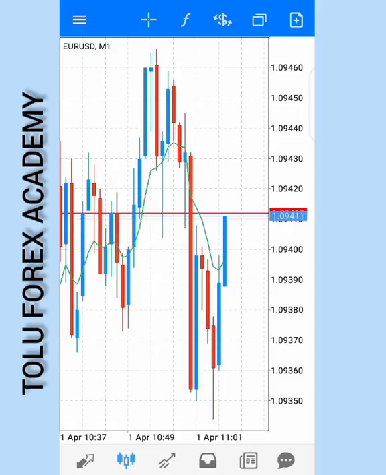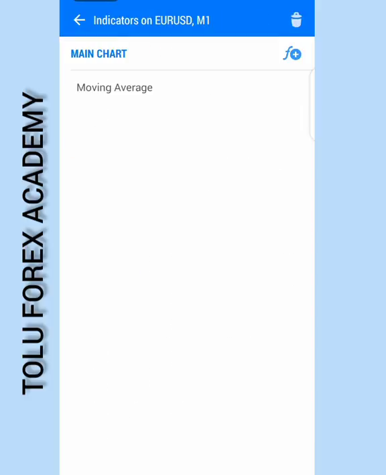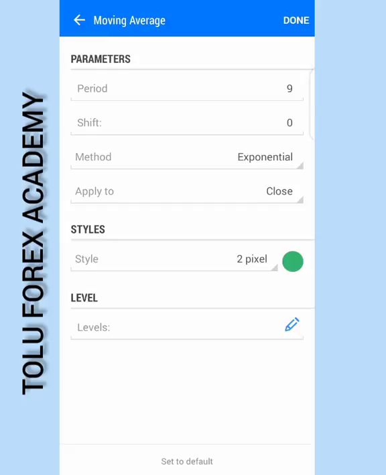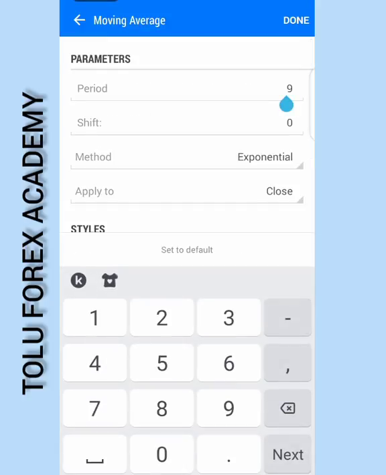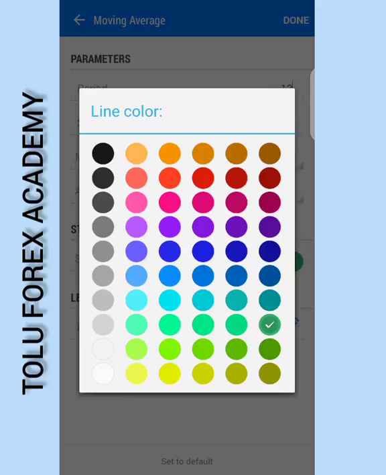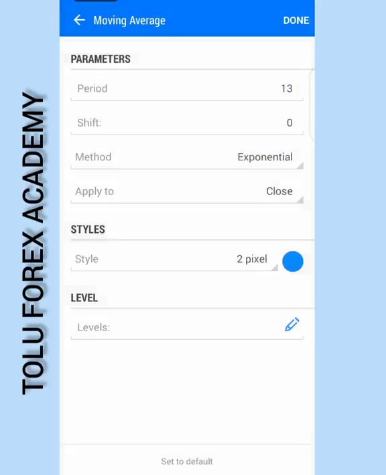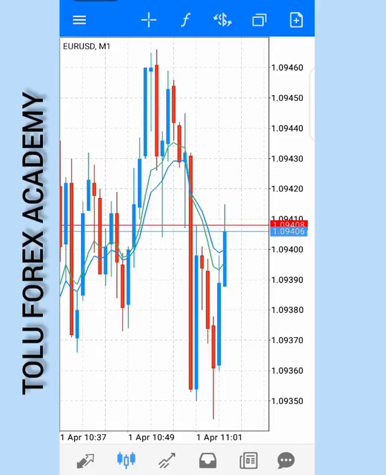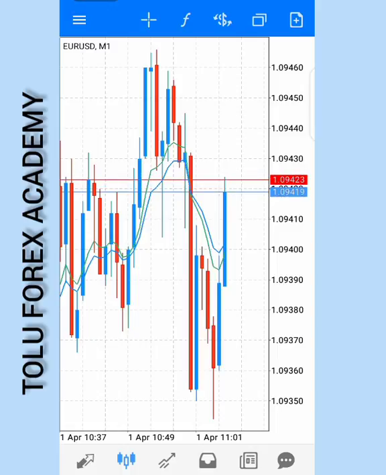So let's put another E.M.A. This time around we work on E.M.A. 13. So click here, type E.M.A. 13, shift 0. Method exponential, apply to close. And then the color, let's use color blue. Okay, done. So you see that we now have two E.M.As there. I hope you can see.